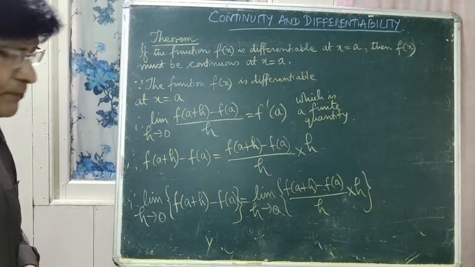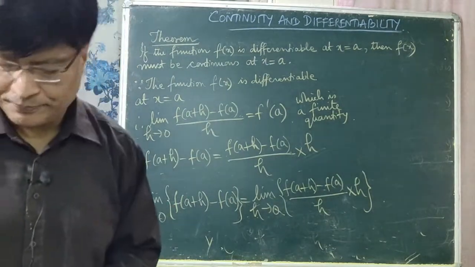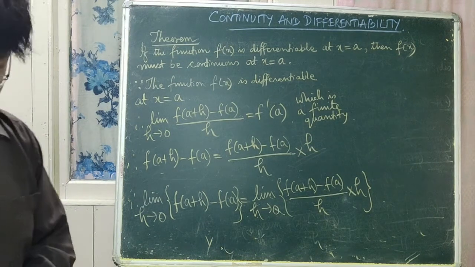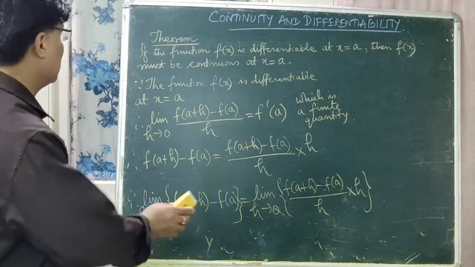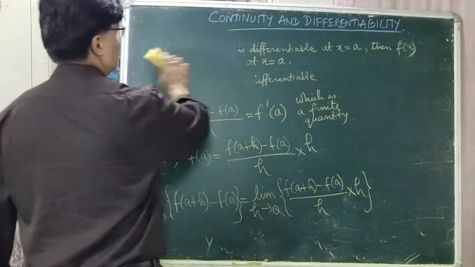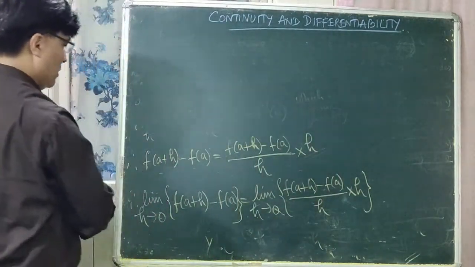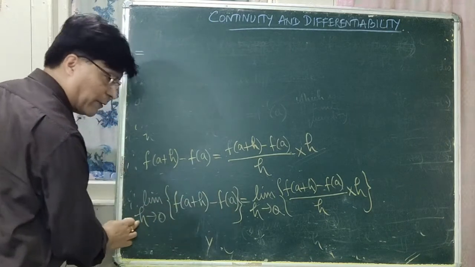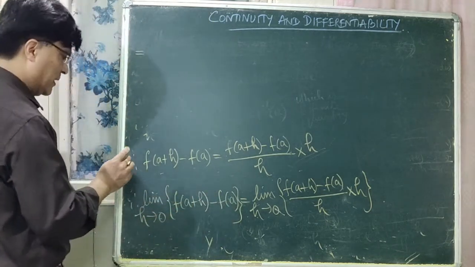So you can copy it. So we have taken limit h tends to 0 on both the sides. Now in the next step, what will you do? Now we have to simplify it, taking the limit, right? Which is equal to, now since f of a is free from h, you don't have to write limit out here because f of a is constant, right?